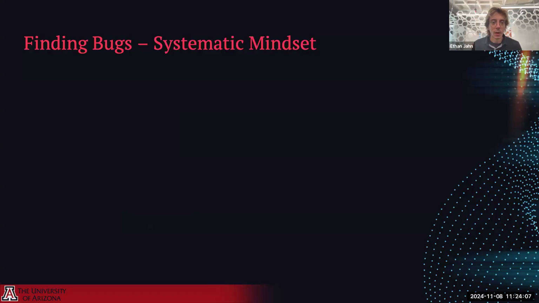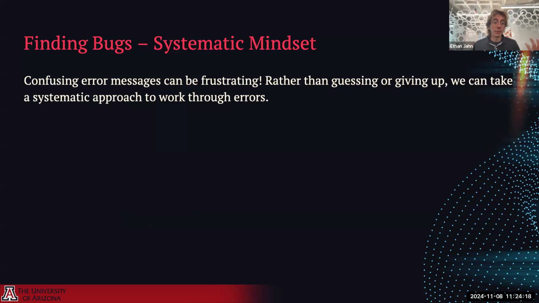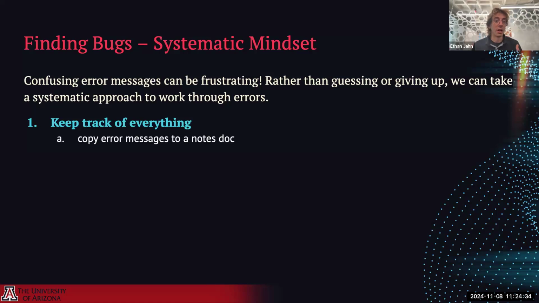Okay. So I want to talk about the systematic mindset for finding bugs. It's important to adopt the right approach when you are undergoing this task. Confusing error messages can be frustrating, right? So rather than just randomly guessing or just shutting your laptop and giving up, we can take a systematic approach to work through the errors. First is just keep track of everything. You can copy your error messages to a notes document. I do this pretty frequently to keep track.